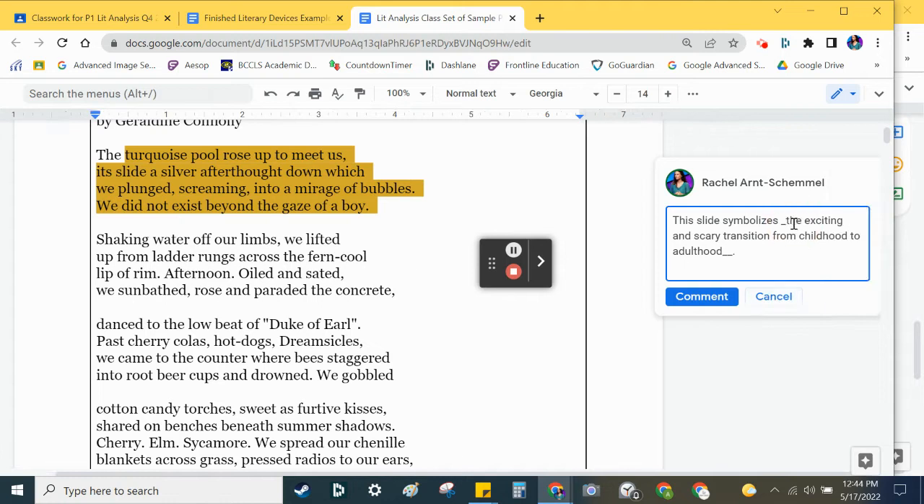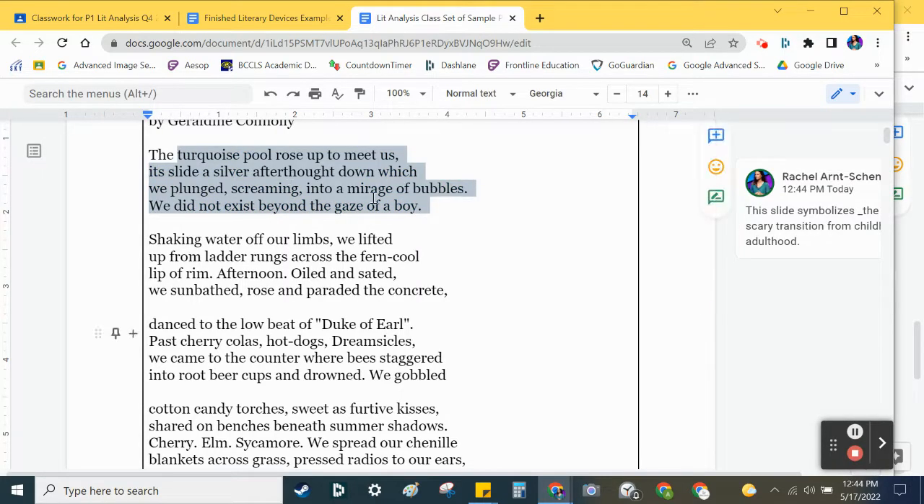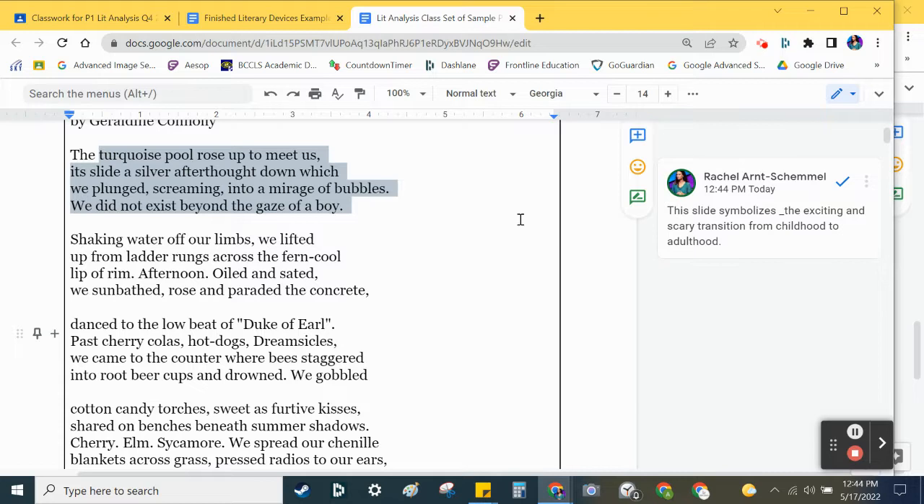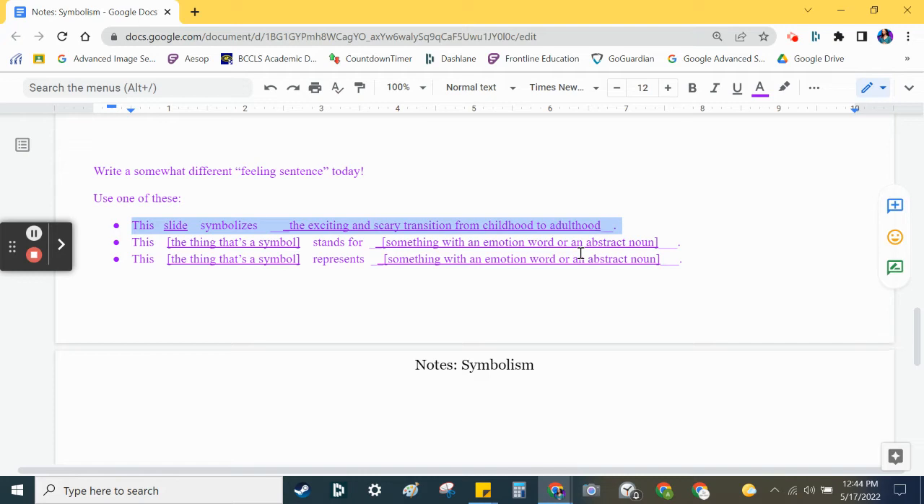And then probably a bit of these. Yeah. Now, am I right or not? There's no way to know, but it's a good guess, and I'm supporting it. There's evidence here. I don't think it's crazy. That's what we do in lit analysis: we make pretty good guesses. Okay, so that's it. You're going to go find symbolism in your poem. A lot of you have stuff that you could reasonably say is symbolism, and then you're going to write a feeling sentence that sounds like one of these.